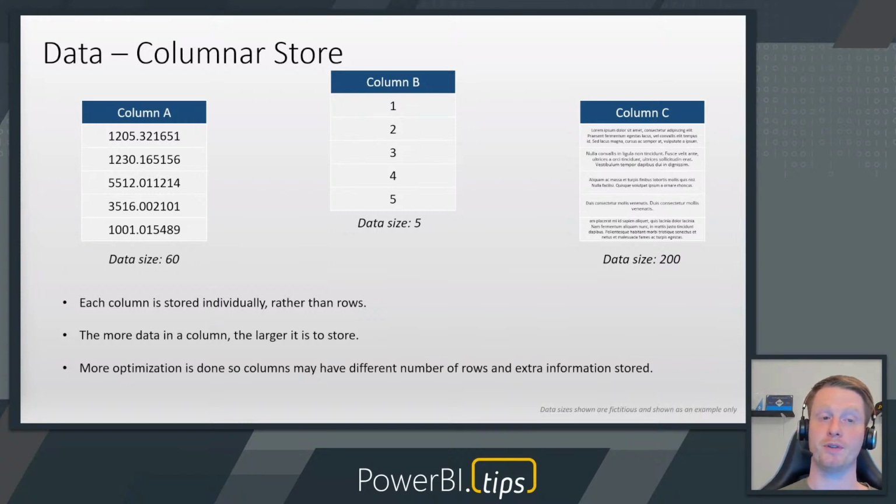So actually what happens is these columns might have different numbers of rows, and they might have more information behind them. This is one advantage it can have when we do columnar store. The rows of the columns might actually change, and we'll see why it does that. And that again is to optimize.